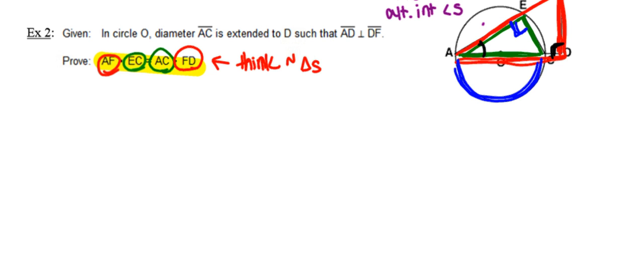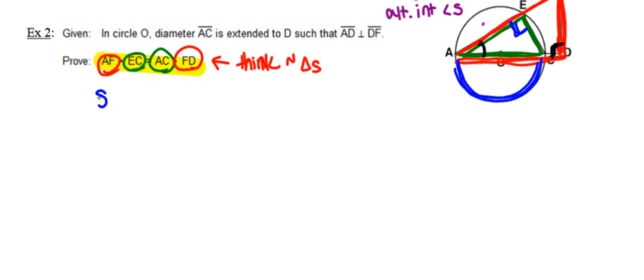So the gist of how I'm going to write this proof is I'm going to prove the red triangle similar to the green triangle using angle-angle similarity. Once I establish the fact that the triangles are similar, I'm going to write their corresponding sides in proportion. And then lastly, I'm going to cross-multiply the proportion in order to get the statement that I'm trying to prove.